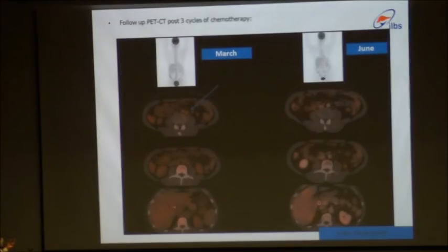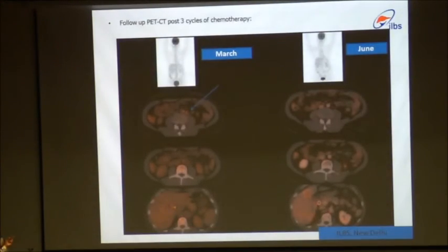This is the situation when this patient was treated with 3 cycles of chemotherapy. Here there is disease present, and after therapy the PET scan was done. There is no residual disease; the patient has shown a very good response to the treatment.